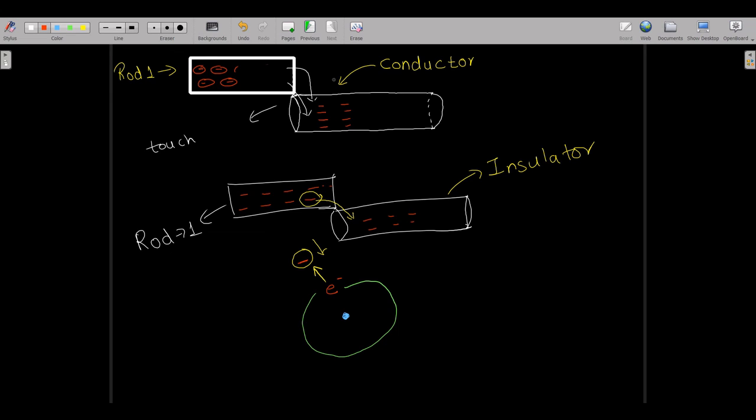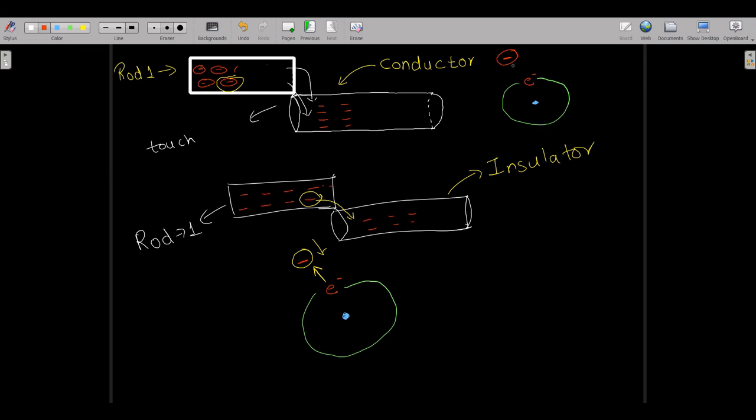While in the case of a conductor, what was happening is that when we touch it, this particular negative charge came over here. Let me draw another atom. It has a nucleus, and it has electrons, and this is a negative charge which is coming from rod 1.